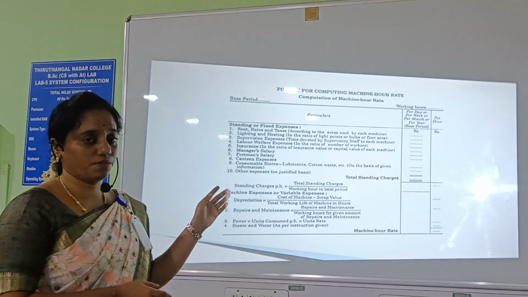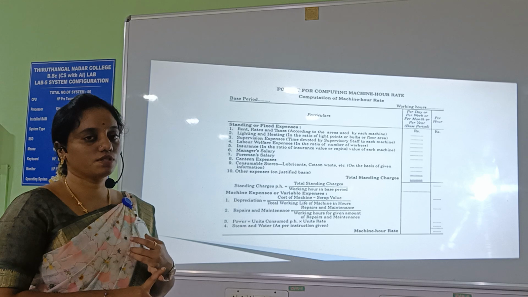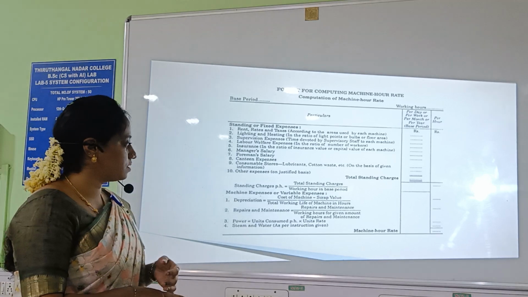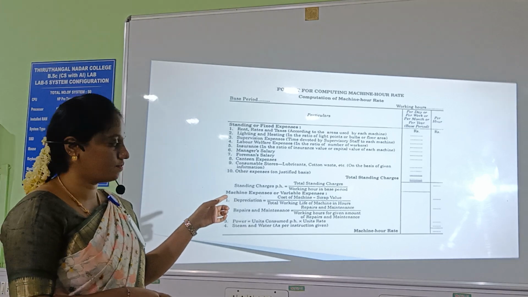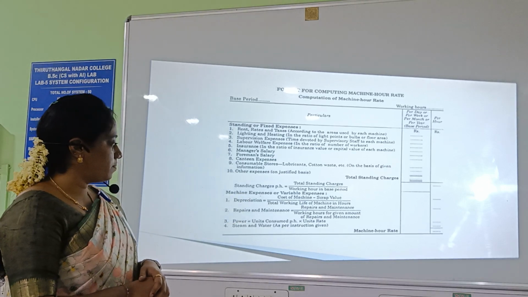Next is machine expenses or variable expenses. So under machine expenses, we have first item, which is depreciation. For calculating depreciation, the formula is cost of machine minus scrap value divided by total working hours of the machine. Repairs and maintenance.